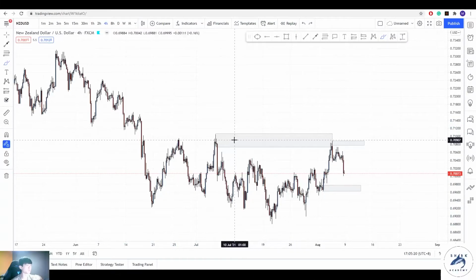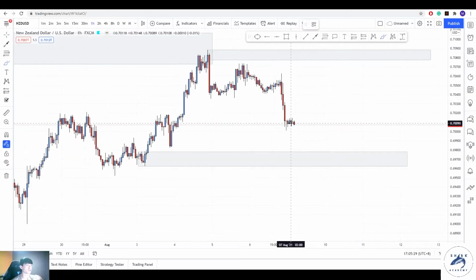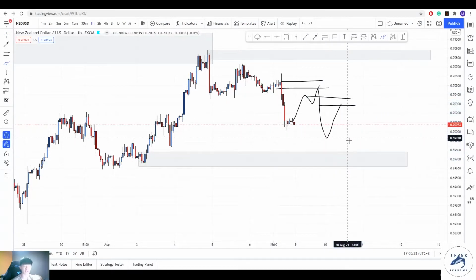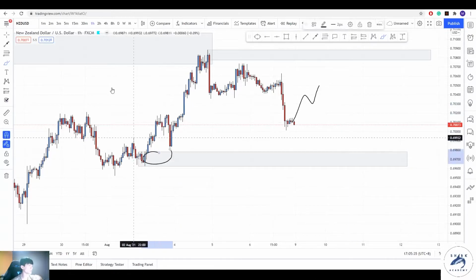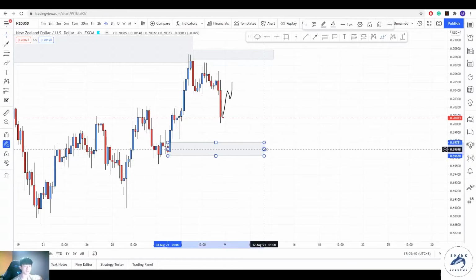Because prices tap into a supply, we expect prices to move down. We expect a break of structure. And on the lower time frame, you may catch sells for lower prices to be met, right? And this is a demand zone on the 4-hour time frame, right? So this is a demand zone.